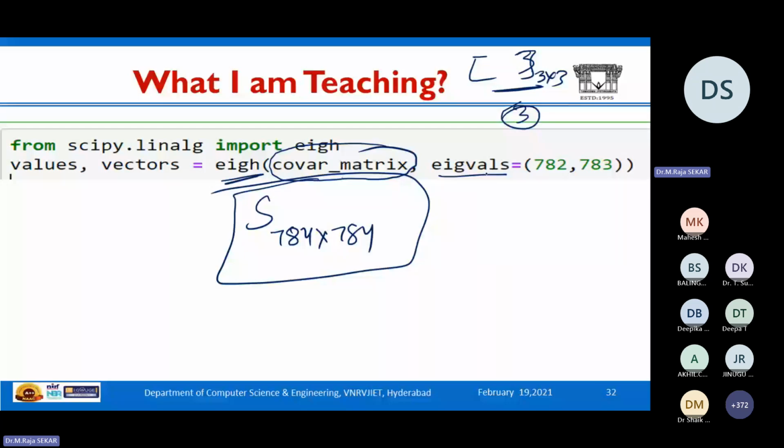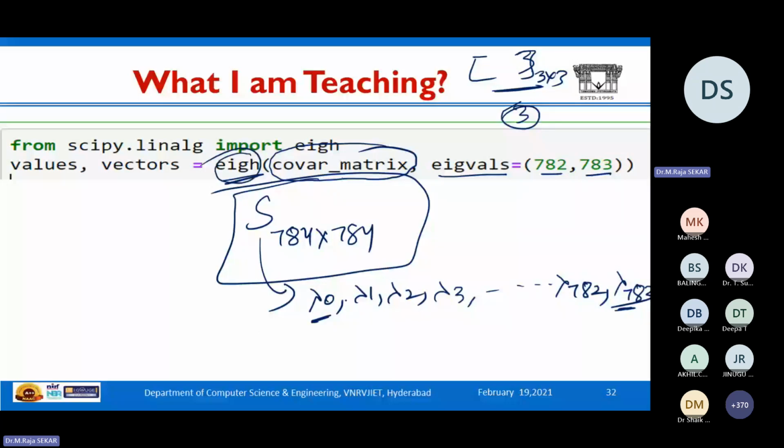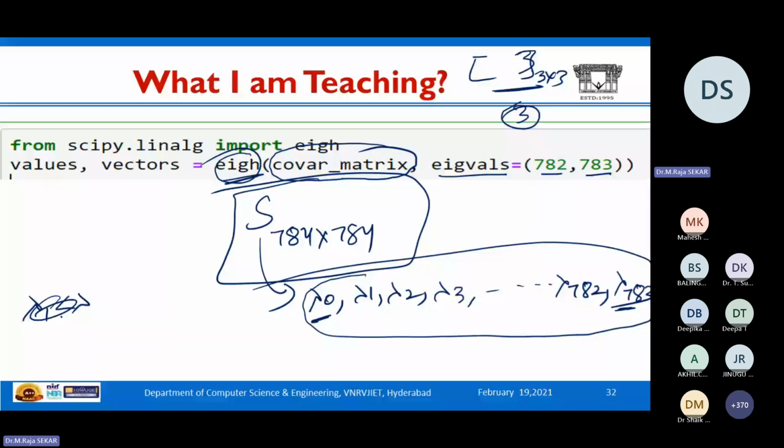eigvals, eigenvalues. What does it say? 782, 783. What does it mean? How many eigenvalues will you get from this 784 by 784 matrix? Lambda 0, lambda 1, lambda 2, lambda 3, and so on, lambda 782, lambda 783. Why? Because you will get 784 eigenvalues, but as it starts with 0, I am ending with 783. Now, the beauty of this particular command is, what will it do? It will find all 784 eigenvalues. After finding the eigenvalues, it will arrange them in some increasing order.